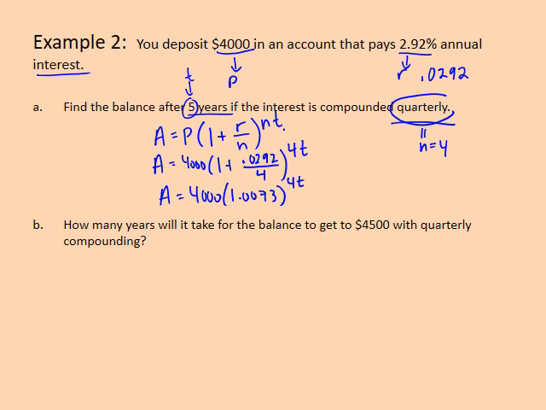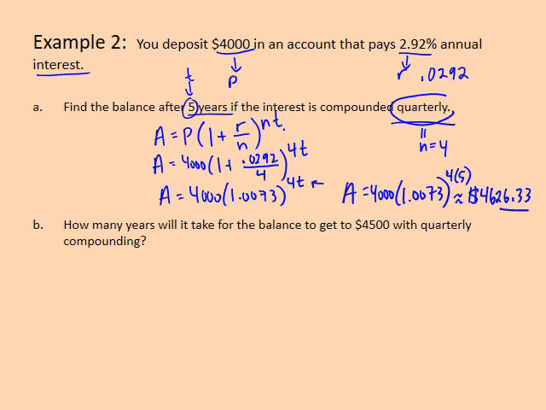At this point, we're going to plug in 5 for t. So A equals 4,000 times 1 and 73/10,000ths, all to the 4 times 5, which is the 20th power. When we put that into our calculator, our final answer is $4,626.33. Because we're dealing with money, you always round to 2 decimal places.